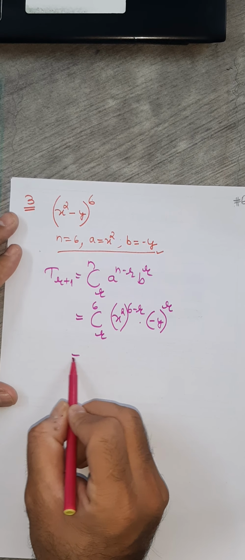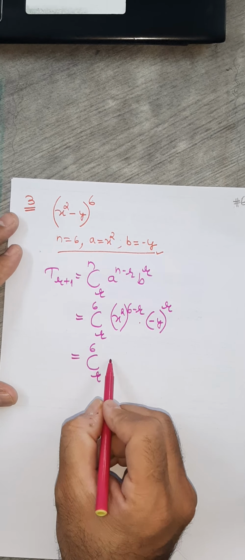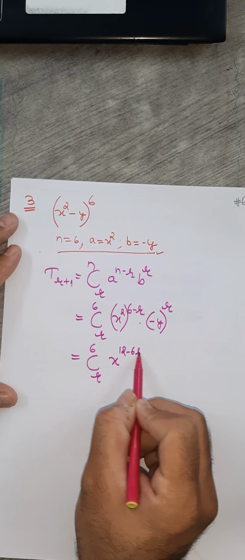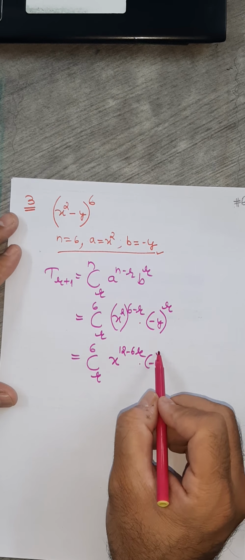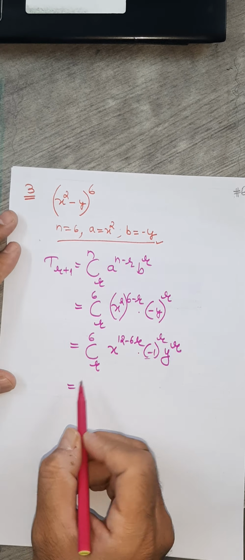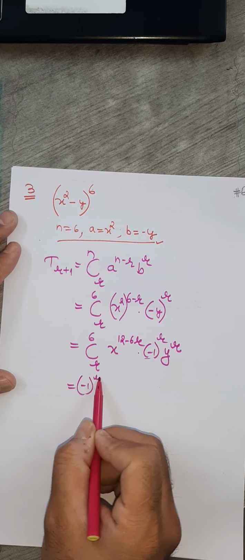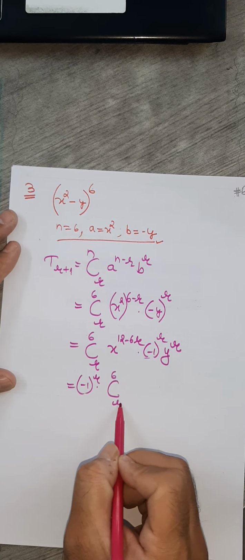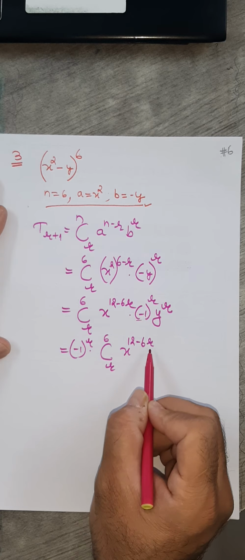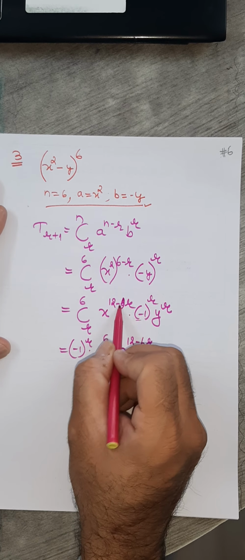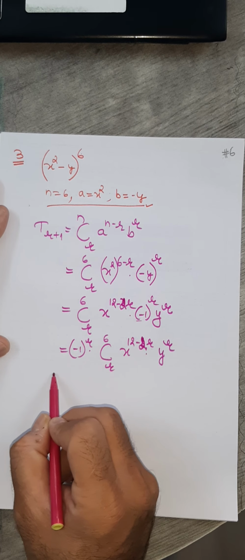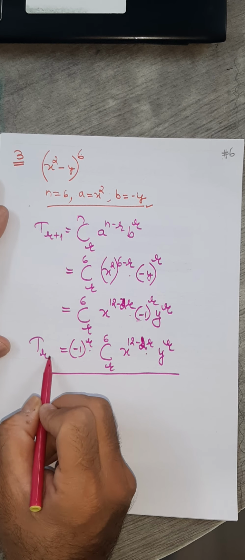So I can rewrite like this: 6cr. This is power of the power will be multiplied. So this is 12 minus 6r. Here you can write minus 1 raised to r into y raised to r. This is a constant. If you want, you can write in the beginning minus 1 raised to r into 6cr x raised to 12 minus 6r, sorry here 2r, I'm sorry, that 2 will be multiplied with this. Please correct it. This is 2r into y raised to r. This is the general term, tr plus 1.